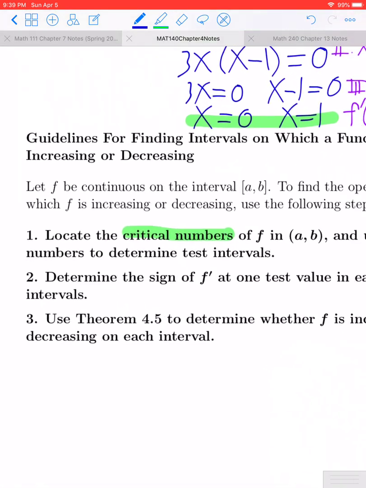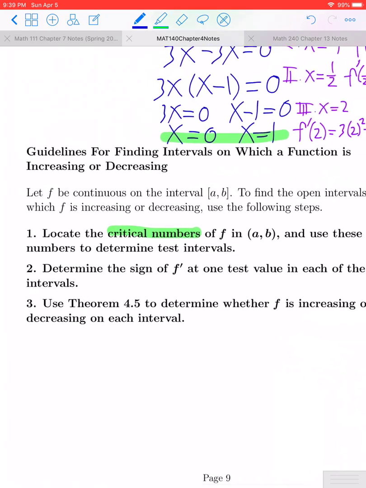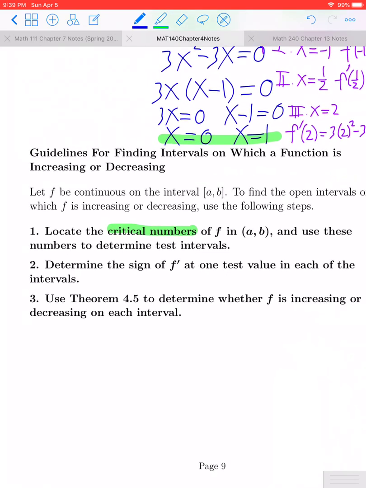But step 1, locate all of the critical numbers of f in the interval a to b. That involves taking the derivative, setting it equal to 0, and also seeing where the derivative is undefined. Once you solve for those values of x, we are then going to determine the sign of f prime at one test value in each interval. The thing that's nice about the derivative is that it will have a consistent sign in between those values that we found from part 1.